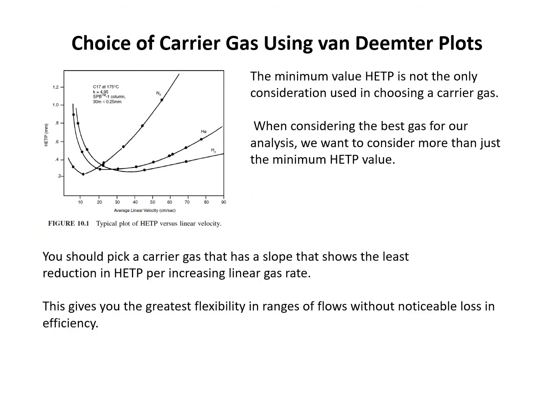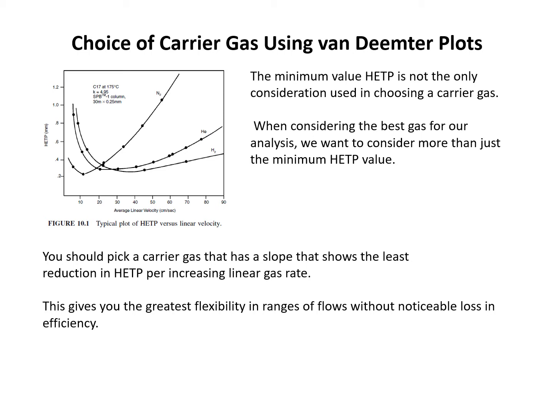So, choice of carrier gas. We can explain the choice of carrier gas by using the Van Deemter plots. Basically here class, the minimum value of HETP is not the only consideration in choosing the carrier gas. When we want to consider the best carrier gas for our analysis, we have to consider more than the minimum HETP number. According to our previous lecture, as our HETP number is lower, our column efficiency will be good, and basically our separation will be good.